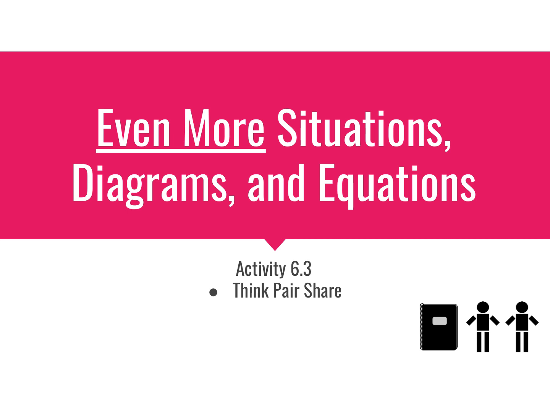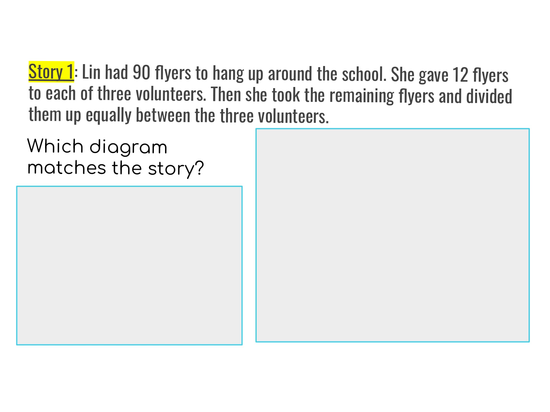All right, so now we're going to get into today's activity, which is even more situations, diagrams, and equations. This is on the front side of the paper that you received today. Story 1 on your paper says Lynn had 90 flyers to hang up around the school. She gave 12 flyers to each of 3 volunteers. Then she took the remaining flyers and divided them up equally between the 3 volunteers. Which diagram matches the story, A or B?